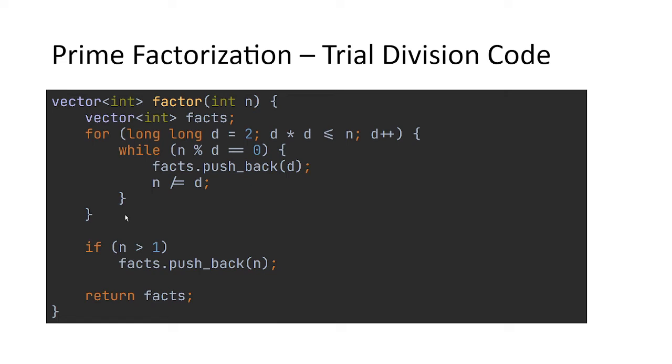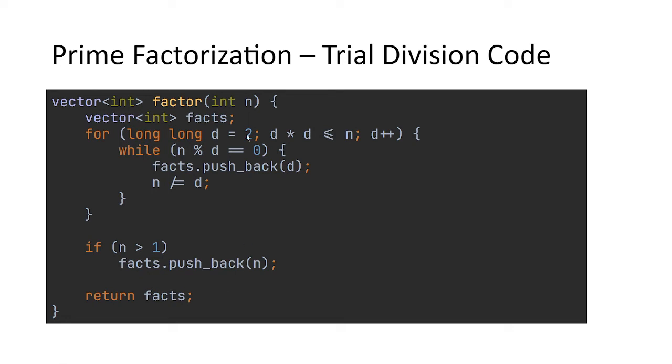So finally, after all the divisors up to root n have been found, we'll see if n after all the divisions is 1. If it is not 1, then that number n will also be a factor of the initial number, right? So we'll push back that number too.